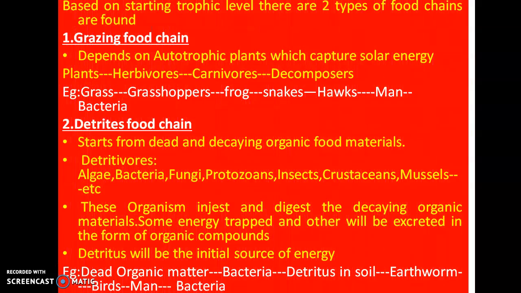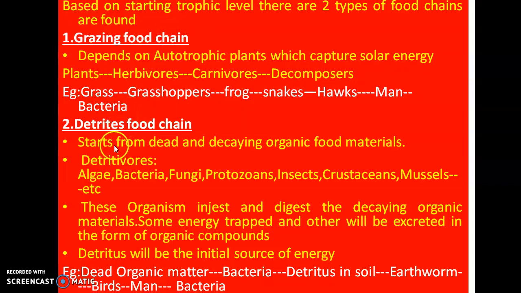And based upon the starting of the food chain, there are generally two types of food chains formed. They are the grazing food chain and the detritus food chain. The grazing food chain depends upon autotrophic plants. The starting material will be autotrophic plants or organisms which capture solar energy. For example, it starts from green plants, then herbivores, then carnivores and decomposers. The respective example is grass fed on by grasshopper, the grasshopper is fed on by frog, the frog by snakes, and the snakes by hawks, and man will feed on these hawks, and finally the bacteria or decomposers will act upon all these organisms. Okay, so this is called a grazing food chain.